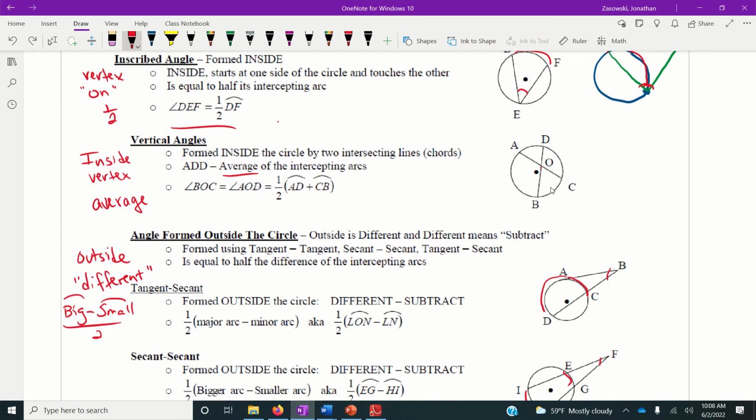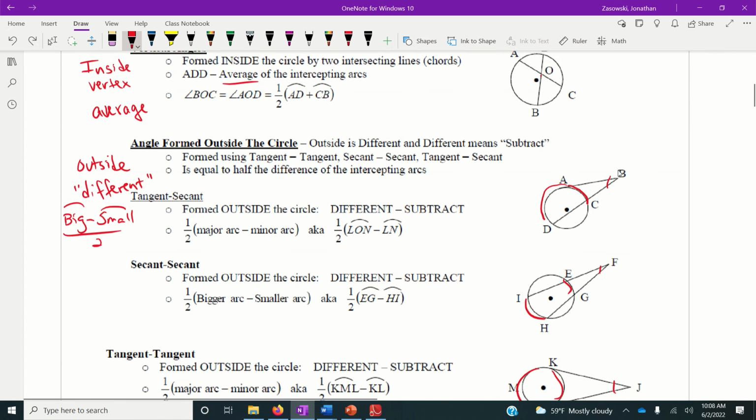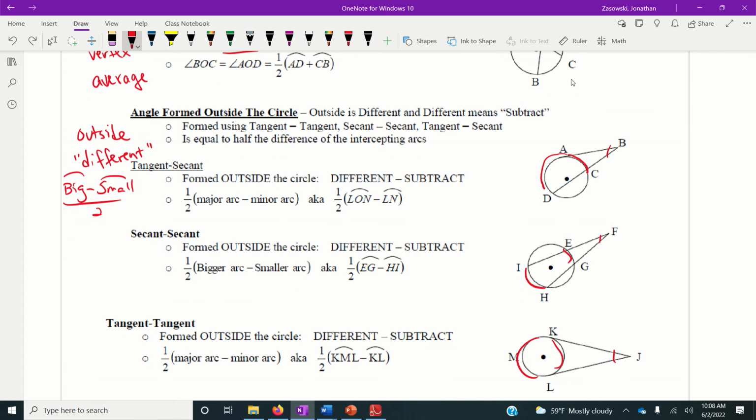And then if the angles are outside the circle, remember, outside is different. So we're going to subtract, and we're going to do big arc minus small arc, okay? So we can see over here that the big arc is AD, the small arc is AC. The big arc here is IH, and the small is EG. The big arc would be KML, and the small arc would be KL. So it's 1/2 the big minus the small, all right?